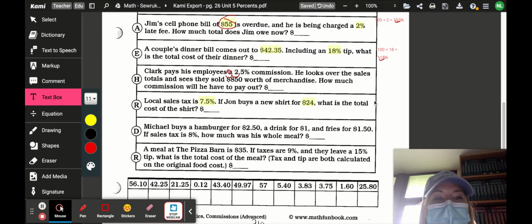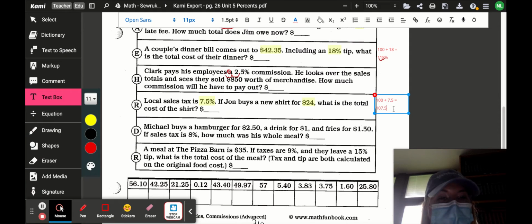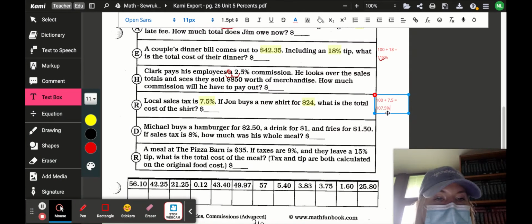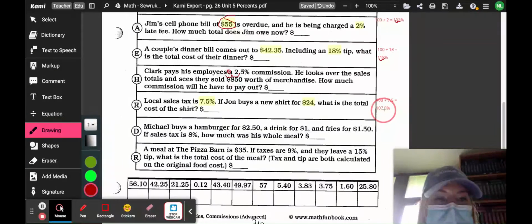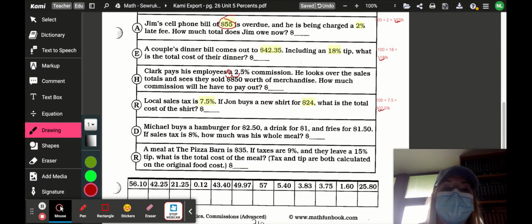So over to the side, I like to just show how I got that. That's 100 plus 7.5, and you should get 107.5%. Please change that to a decimal by moving the decimal point 2 places to the left. You need to do that. So 1, 2, put a decimal point in, and then you're timesing it by that $24. You need to make sure also you're showing your work. If you're not showing your work, Mrs. Dolph is not going to give you any credit.